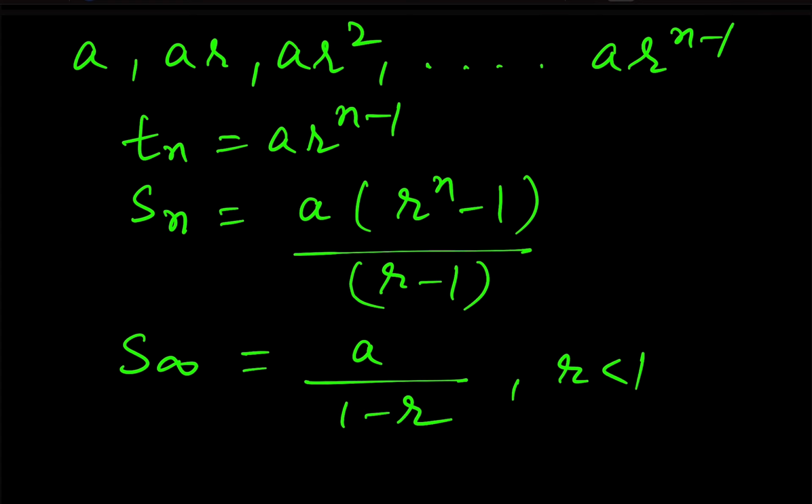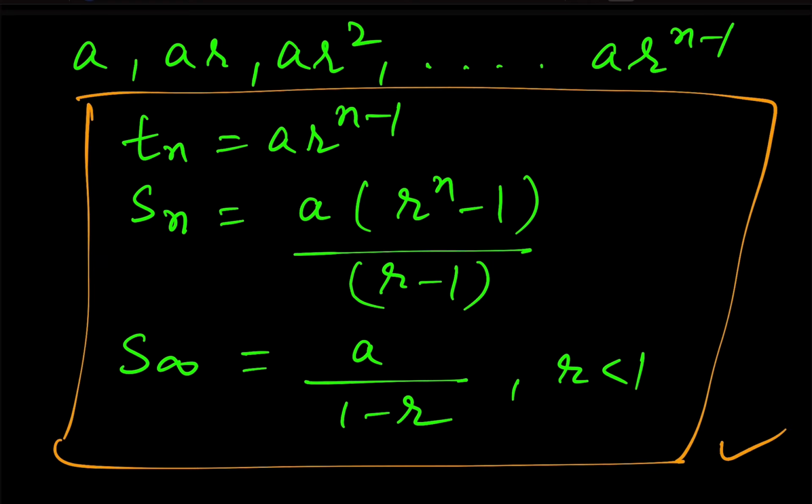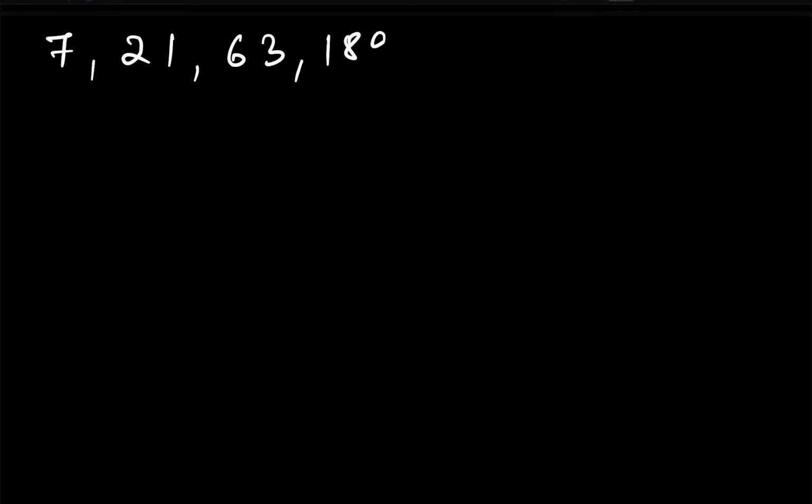So these are the 3 results that we have to remember for a GP. So let's take a question. In one question only, we will see all. Suppose a question is there: 7, then 21, then 63, then 189, and so on.